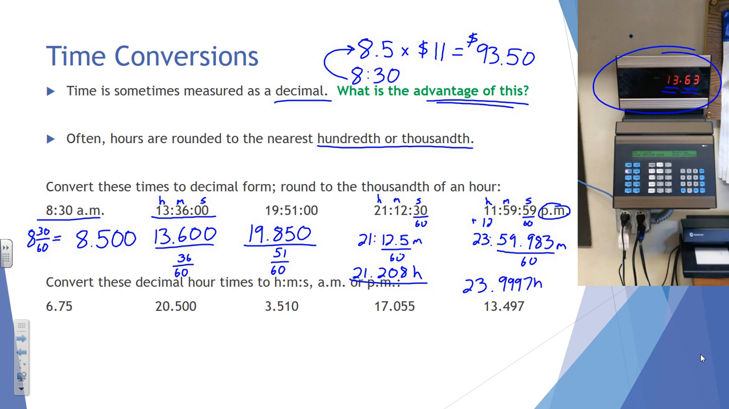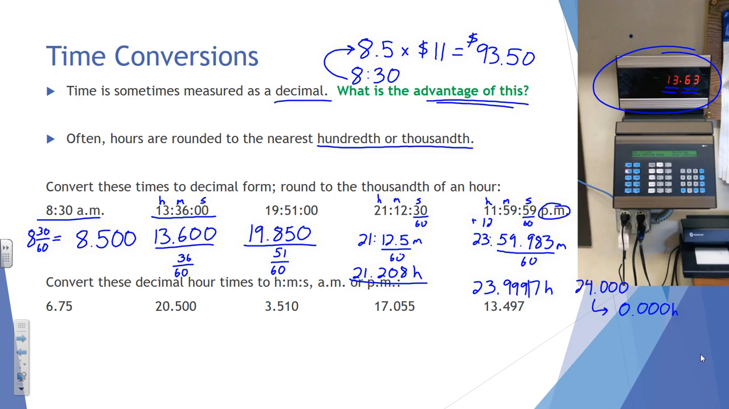And now we'll take that 59.983 and divide it by 60 and arrive at 23.9997 hours. But 23.9997 hours, when rounded to the thousandth, is going to become 24.000 hours, which in fact is midnight, which is 0.000 hours of the next day. It's within 1,000th of an hour of midnight. Now let's go in the other direction.